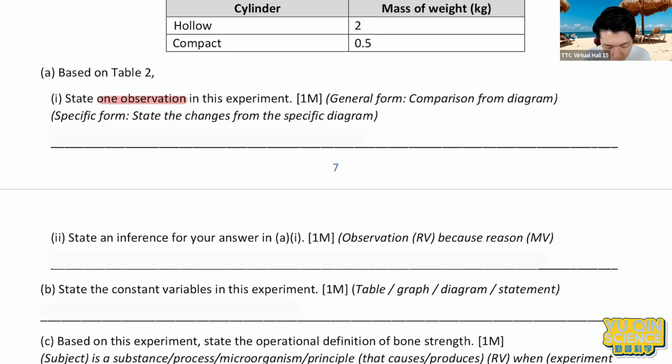So how do we know? One observation means you don't have to talk about everything. So we will focus on the specific form. So one means specific. Or sometimes the question says write an observation based on diagram 3.2. See, very specific, 3.2. So you just have to talk about 3.2. Don't have to talk about 3.1. That's called specific. Do you get it?